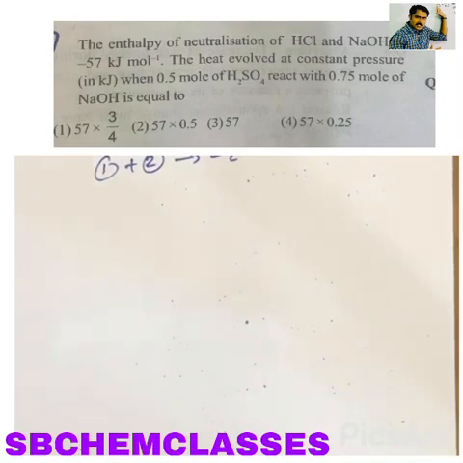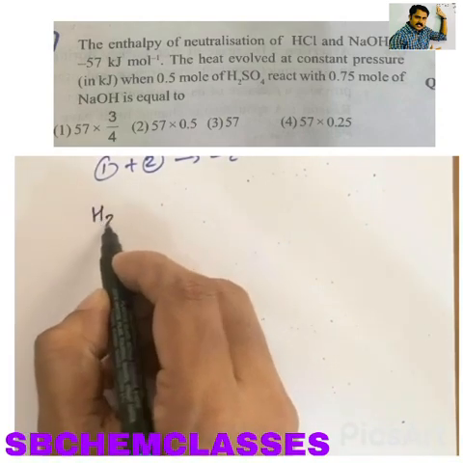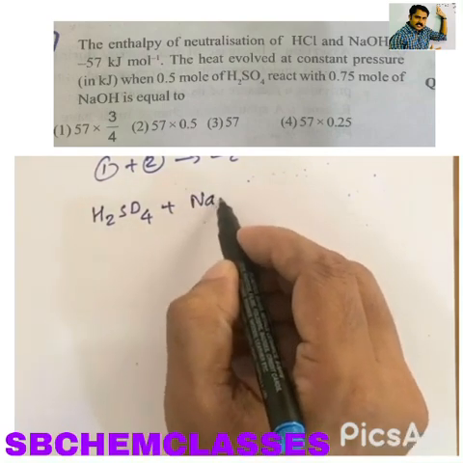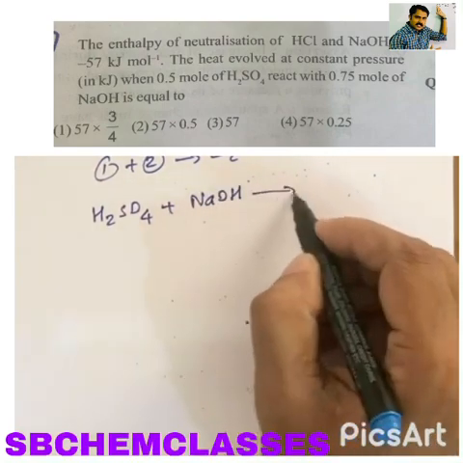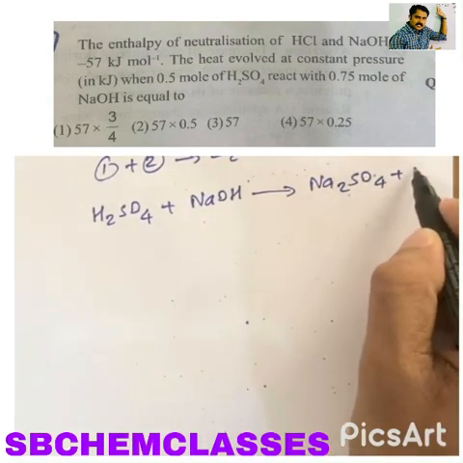Enthalpy of neutralization of HCl and NaOH is minus 57 kJ per mole. The heat evolved at a constant pressure when 0.5 mole H2SO4 reacts with 0.75 mole NaOH is equal to? If H2SO4 reacts with NaOH, we will get Na2SO4 and H2O.